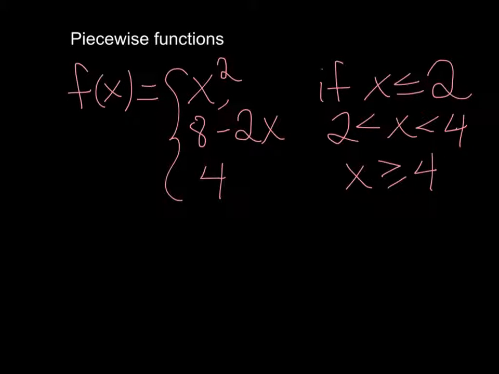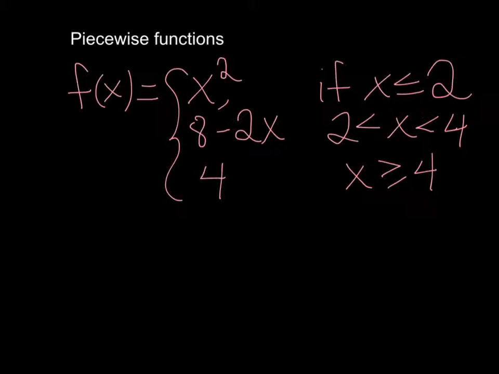How do you graph a piecewise function? Here's an example of a piecewise function. Let me read it out loud to you. f of x is equal to x squared if x is less than or equal to 2, 8 minus 2x if x is between 2 and 4, and 4 if x is greater than or equal to 4.